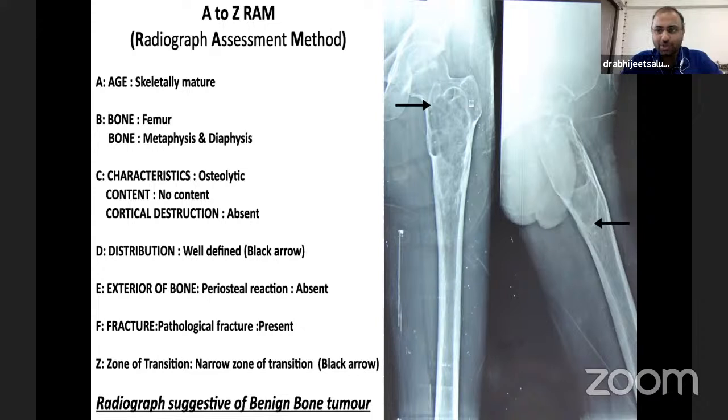Exterior, there is no periosteal reaction. There is no soft tissue mass in this lesion. There's no fracture. It's a narrow zone of transition. So we summarize all the findings according to A to Z RAM. It looks to be a benign bone tumor. If we want a differential in mind or asked in an exam, it looks like giant cell tumor most probably.